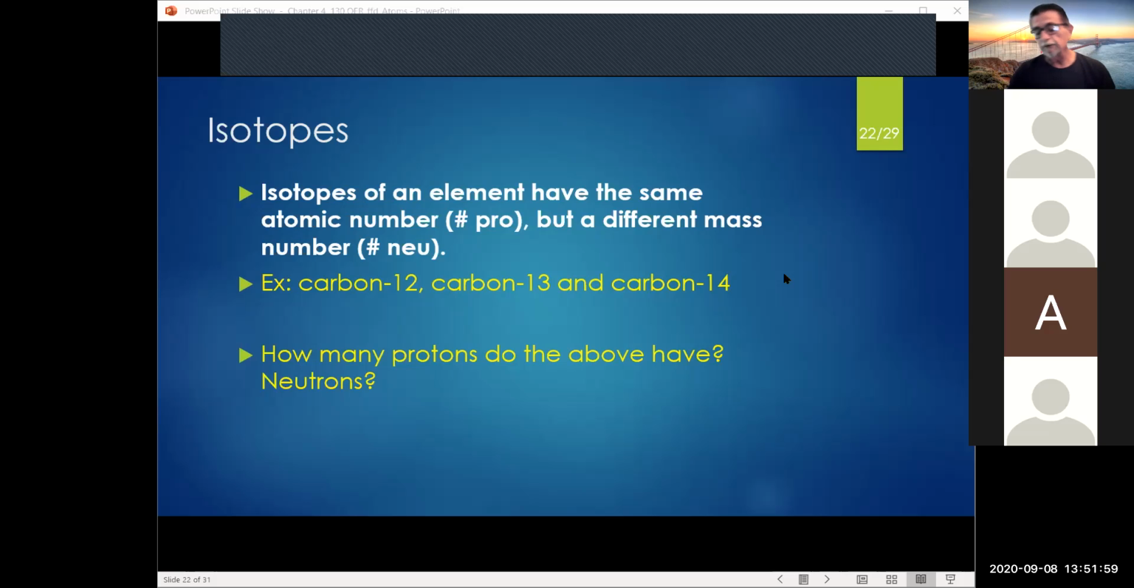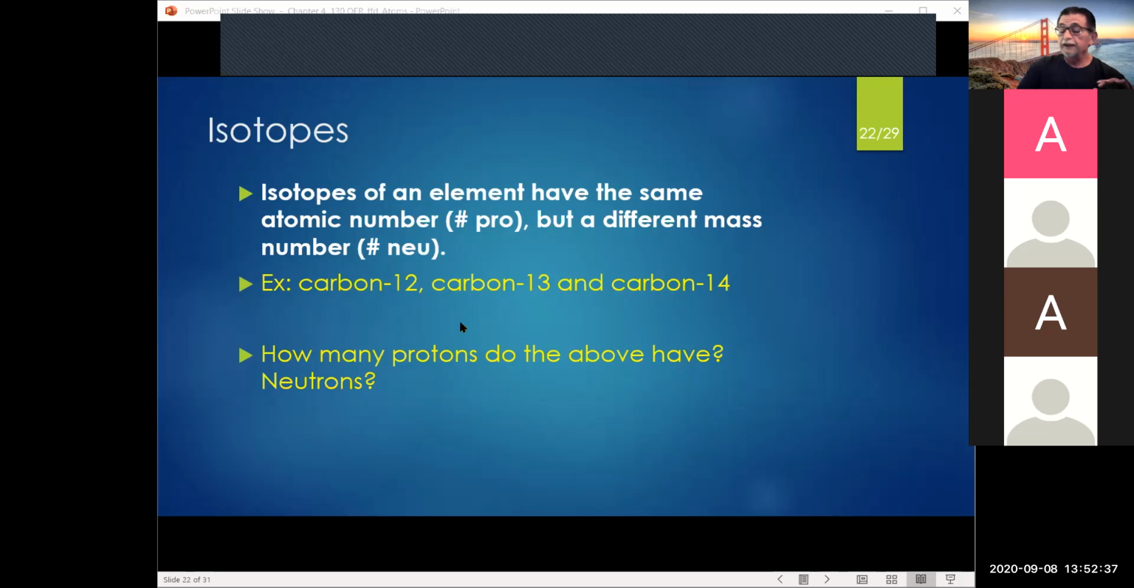What would carbon 13 have? How many neutrons would carbon 13 have? 13 minus 6. Seven. Okay, so carbon 13 will have 7 neutrons. How about carbon 14? How many neutrons would it have? 8. Exactly, okay? Because all those isotopes are carbon.